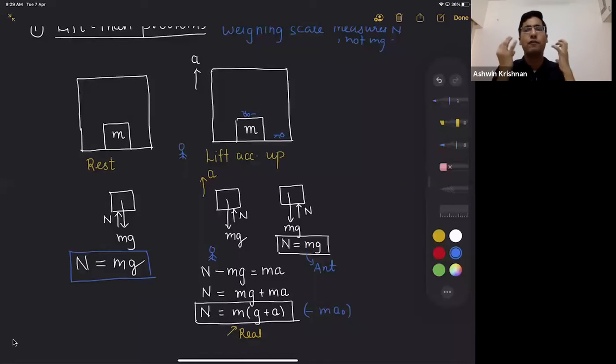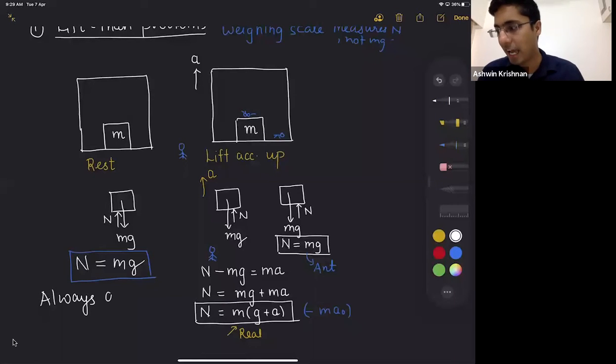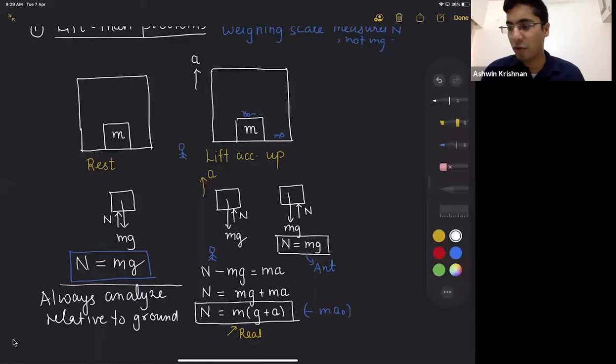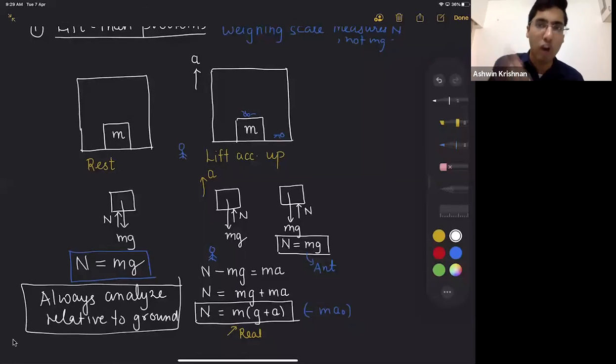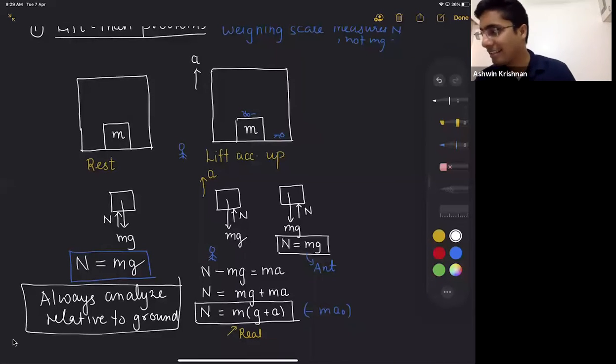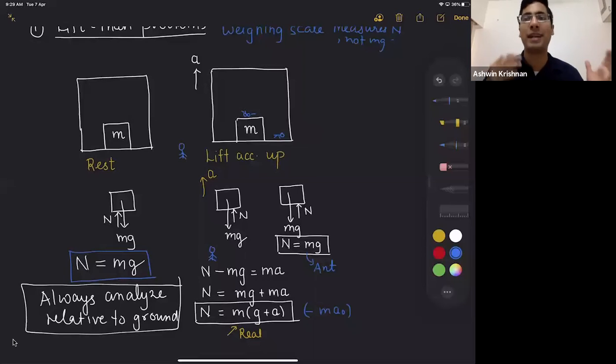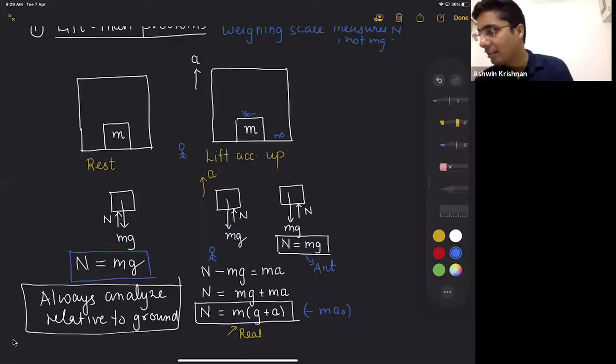The concept of pseudo force is very confusing. So usually my suggestion is to always analyze relative to the ground. Pseudo force is just useful as a concept to know, but to solve problems, it's always useful to analyze relative to ground. The thing to remember is that the ant's perspective is correct, but in reality, this is not the normal force. In reality, the normal force is m into g plus a.